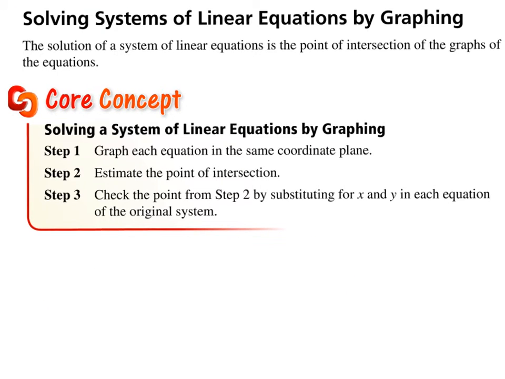Now, solving systems. So how do you do it? Pretty easy. The solution of a system of linear equations is the point of intersection. Now let's just not even think about anything else on this page. Could you have a system where nothing intersects? Yes. What kind of lines would never intersect? Good, parallel lines. So guess what the solution would be to parallel lines? No solution.